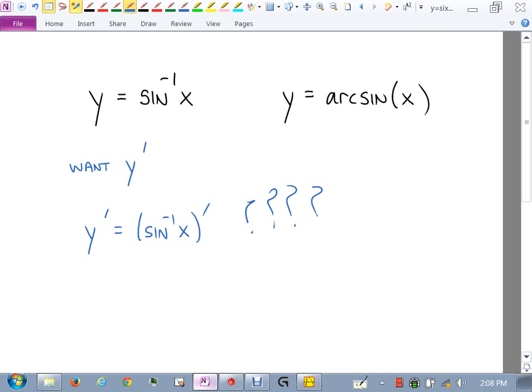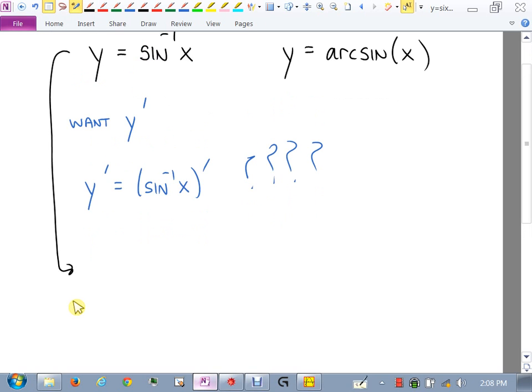But I do know the derivative of what? Not arc sine, but sine. So maybe there's a way I could get that arc sine out of here. And this is where the properties of inverse functions come in. Remember that if you ever put a function together with its inverse, they wipe each other out. On their restricted domains, that'll happen. So what I'd like to do here is be kind of clever. I'd like to take sine on both sides of the equation.